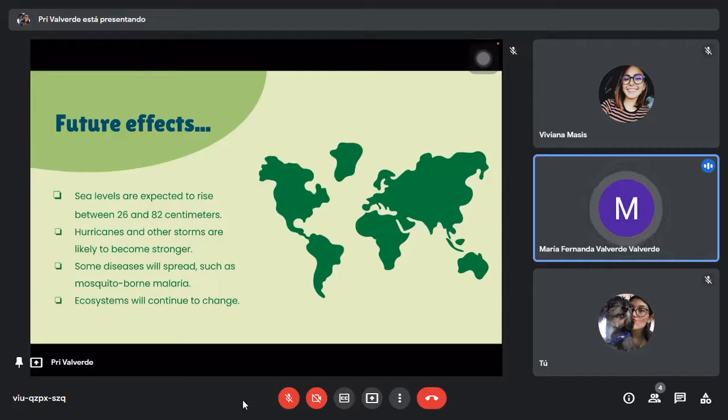An example is the mosquito-borne malaria. And finally, we have that the ecosystems will continue to change. For example, some species will move farther north or become more successful, and others, like polar bears, won't be able to adapt and could become extinct.